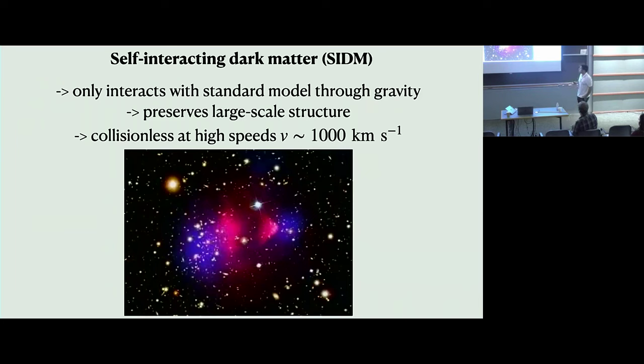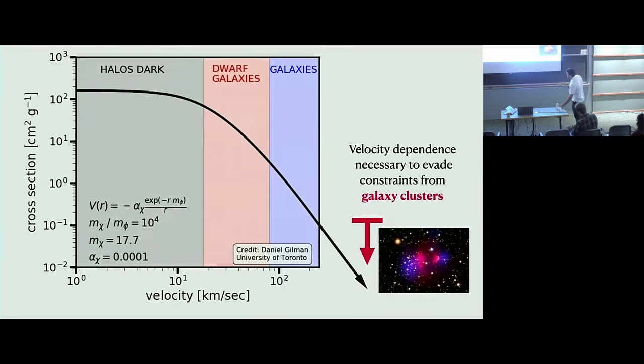First of all, what do I mean by self-interacting dark matter? I'm just going to say that this is a form of dark matter that potentially has no interaction at all with the standard model, but it does have some interaction with itself. I'm going to demand that it preserves the large-scale structure of the universe and that it behaves collisionlessly at high speeds to evade constraints from things like colliding galaxy clusters. And the way that you satisfy in particular this third constraint is by demanding a velocity-dependent cross-section.